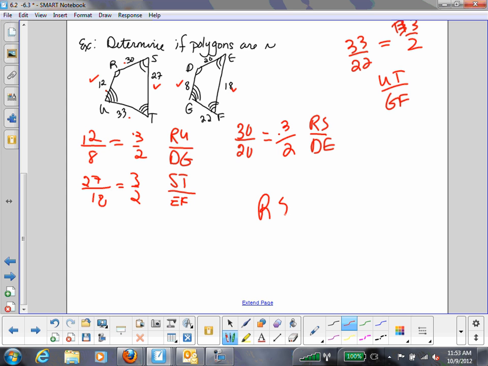All right, what would our similarity statement be then for this one? If I said TU is similar, what would I say it to? D, E, F, and G.